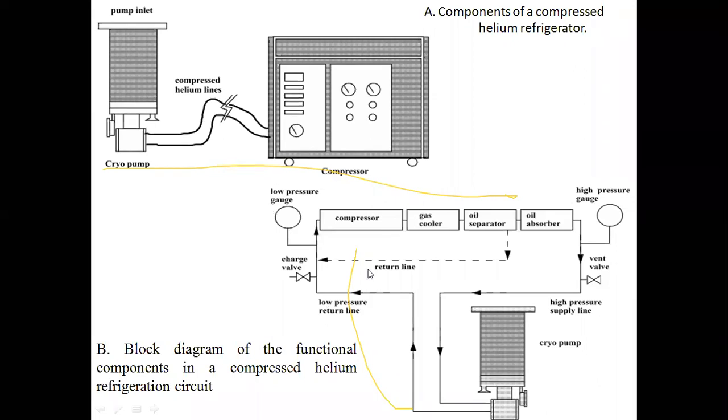Because the helium has been expanded, in the compressor it will be compressed and go to the gas cooler. The compressor efficiency always increases with the increase in the difference of inlet and outlet temperatures. So it will be compressed and the gas is cooled using a gas cooler. Then there is an oil separator, which also handles any moisture content.